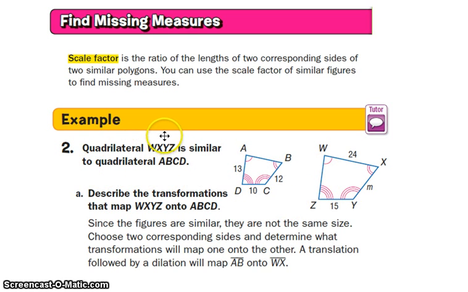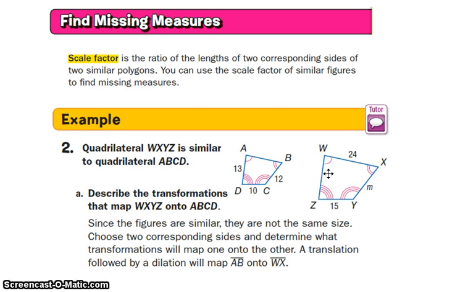Quadrilateral WXYZ is similar to quadrilateral ABCD. And again, you can use this right here to find corresponding sides. Okay. Letter A says, describe the transformations that map WXYZ onto ABCD. So they want to know, what do we have to do to get this shape over here onto this one? Well, we know they're not the same size, so we're going to have to do a dilation.